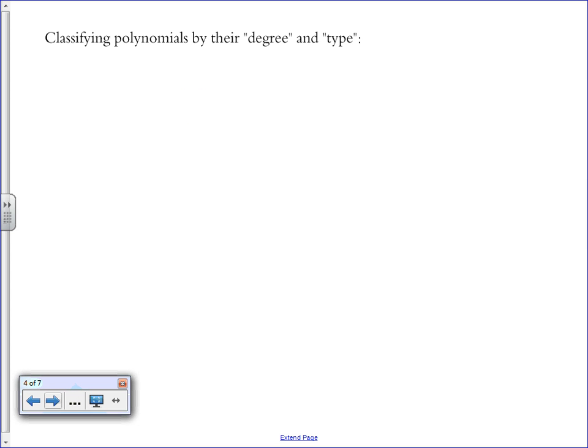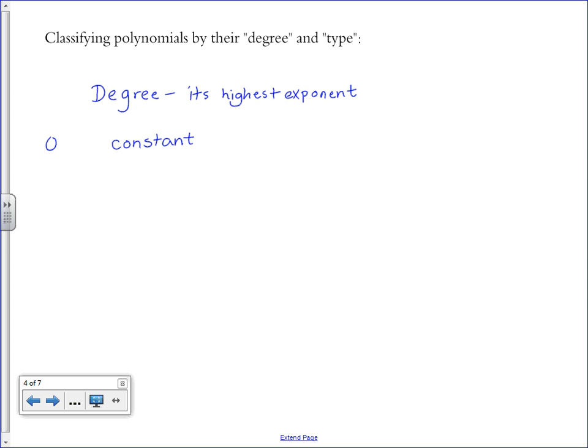To classify a polynomial by its degree and its type, talk about degree first. So the degree of a polynomial is its highest exponent. Okay, it's the term with the highest exponent that determines the degree. If the highest exponent is 0, we say that it is a constant. And you'll see this in action just in a minute. If the highest exponent is 1, we classify it as linear.